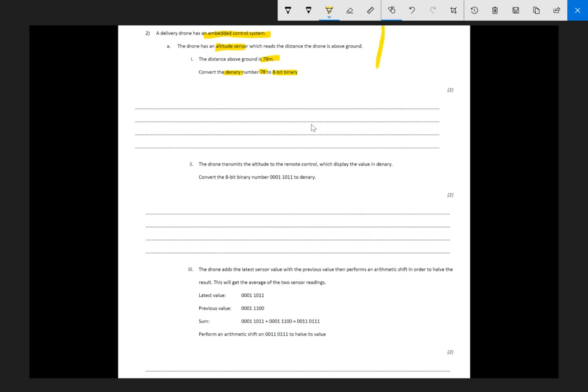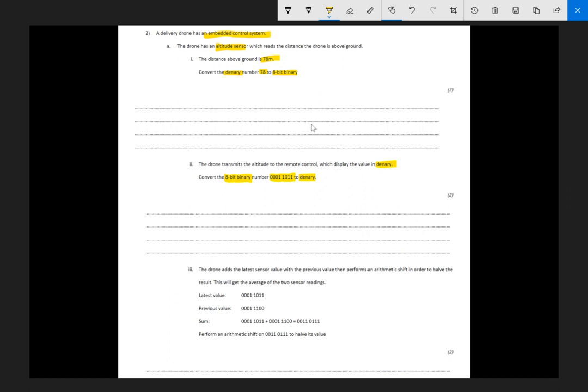So actually, you don't really need to understand this top bit. The important bit is converting the denary number 78 to 8-bit binary. Then, for 2 marks, it says the drone transmits the altitude to the remote control, which displays the value in denary. Remember, denary numbers are numbers as we think of as normal, like 10, 11, 12, 100, 39, anything like that. And it says convert the 8-bit binary number, and then we've got an 8-bit binary number into denary. So it's just converting this 8-bit binary number into a denary number.